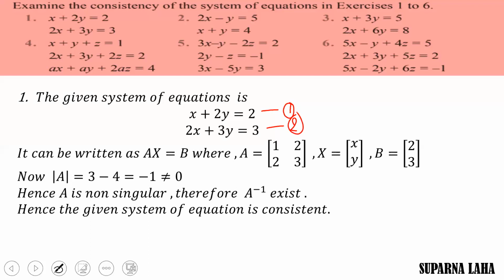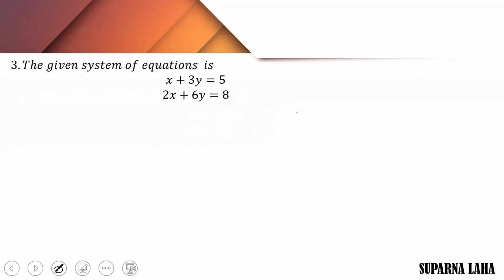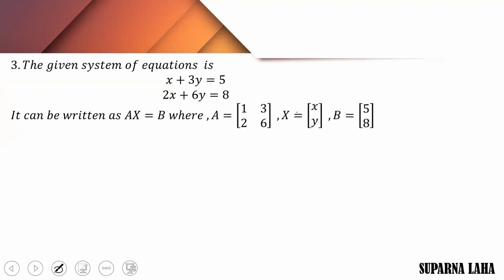Next I am choosing question number 3. Here is the system: x plus 3y equals 5 and 2x plus 6y equals 8. Question number 2 is your homework, the same type of question. Now look at that. Represent the system in matrix form: A is 1, 3, 2, 6, X is x and y, and B is 5, 8.